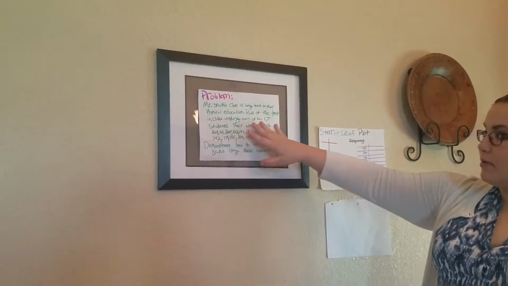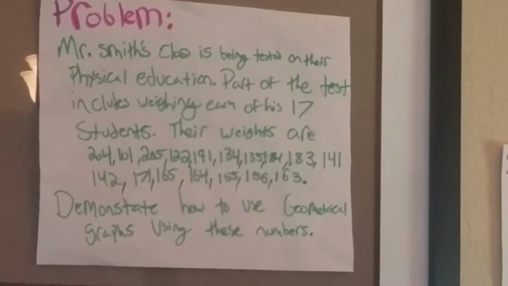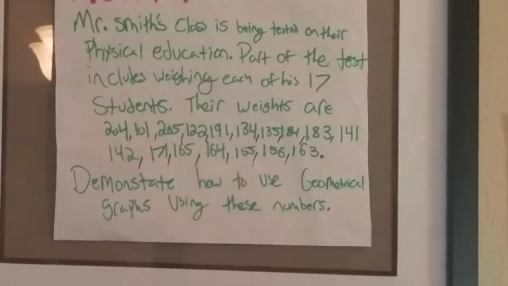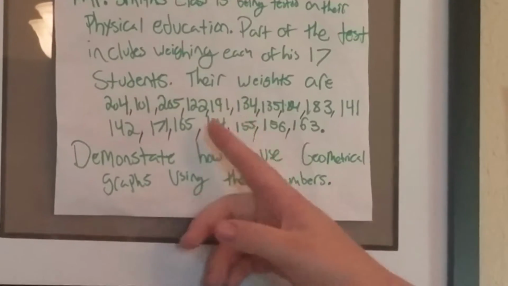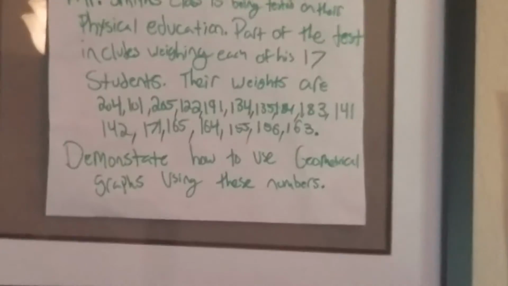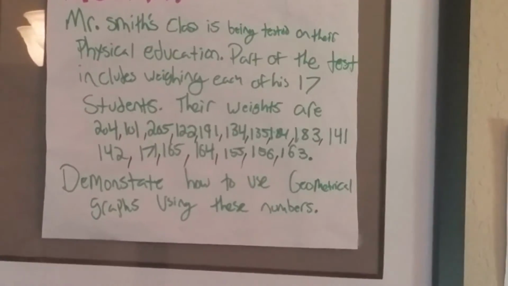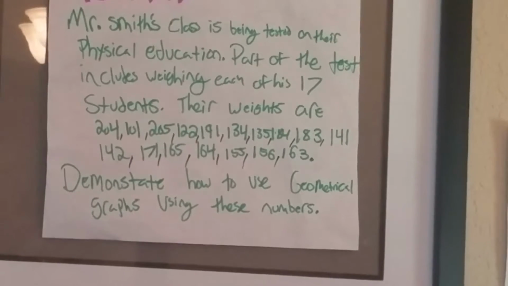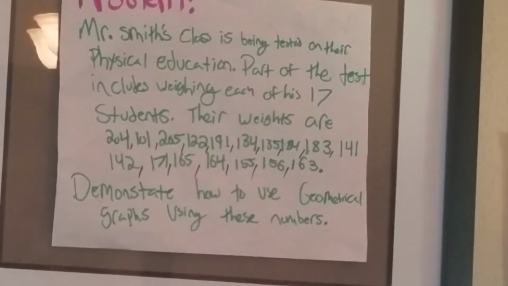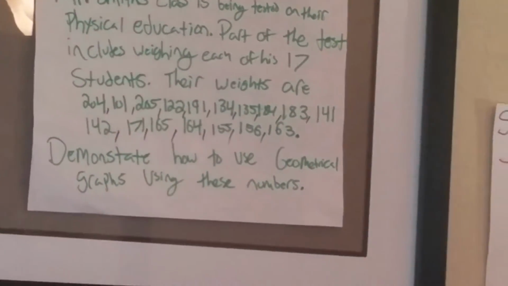Now, the first problem that we're going to be doing is Mr. Smith's class is being tested on their physical education. Part of the test includes weighing each of his 17 students. Their weights are 204, 101, 205, 122, 191, 134, 135, 184, 183, 141, 142, 171, 165, 164, 155, 156, and 163. And we're going to be using all of these numbers to demonstrate several plots and graphs.